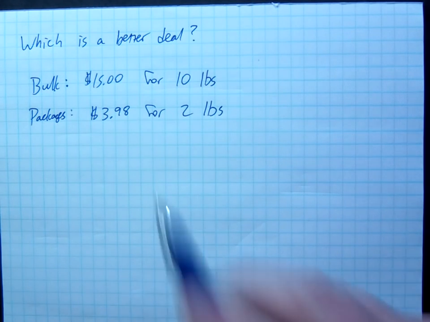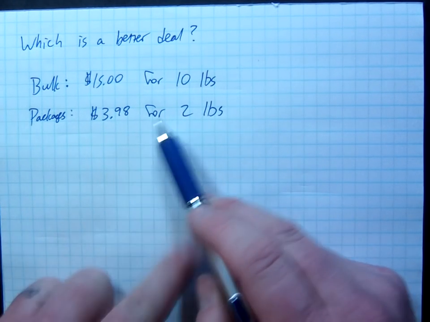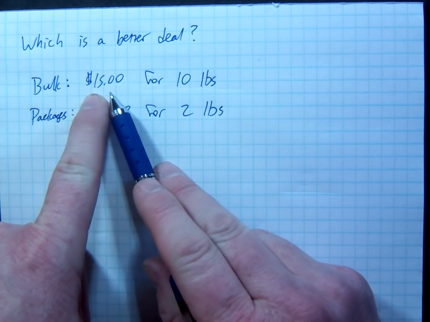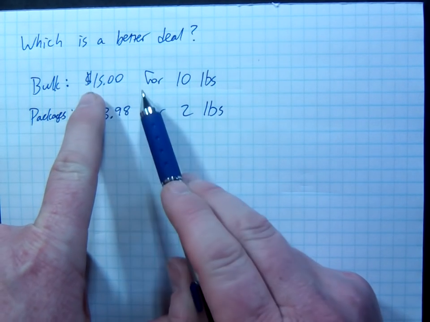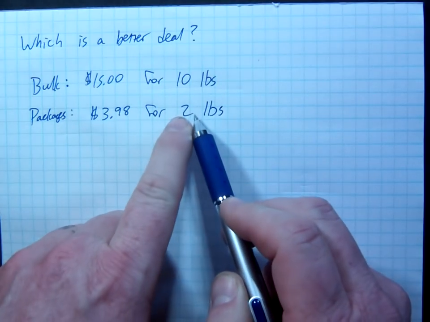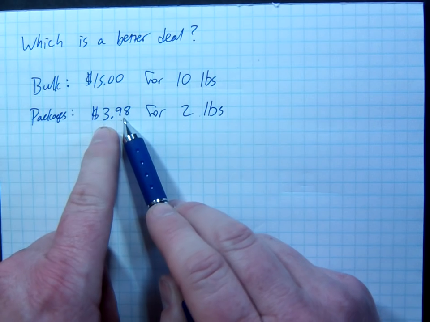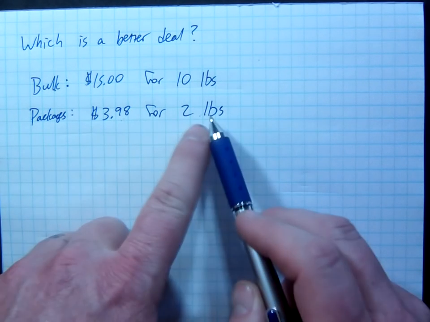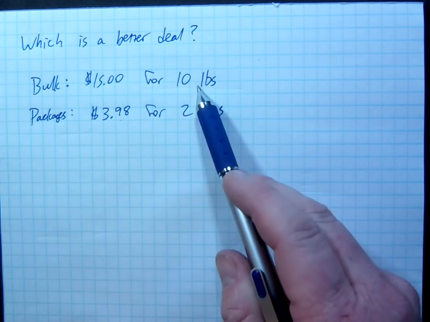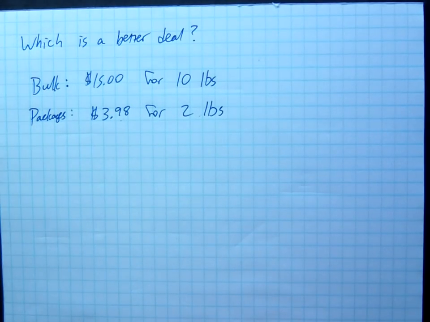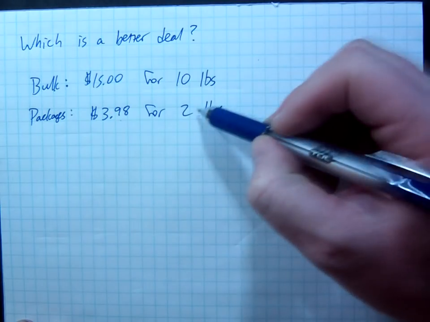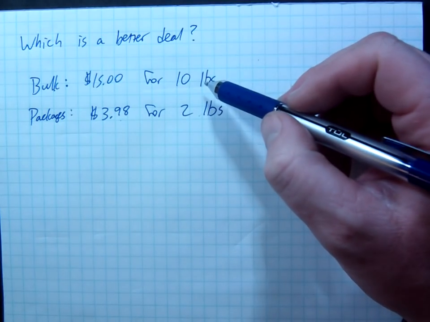So let's start by changing them both into unit rates. Because we can see that, if the smaller package cost more, we would know, of course, that it was not a better deal. But in this case, the smaller package does cost less. The bigger package costs more. So it's not immediately obvious which one is a better deal. And this is measured in 2 pounds, and this is measured in 10-pound bags, so we can't compare them directly.